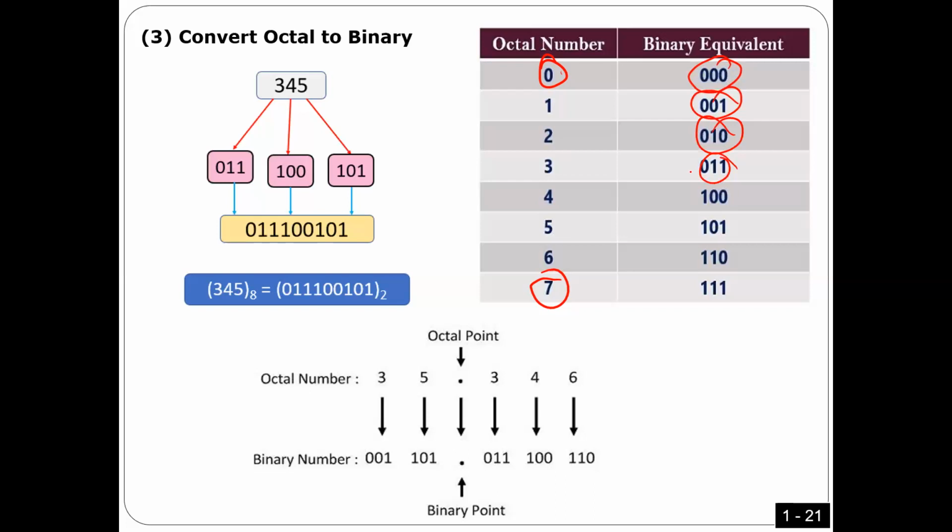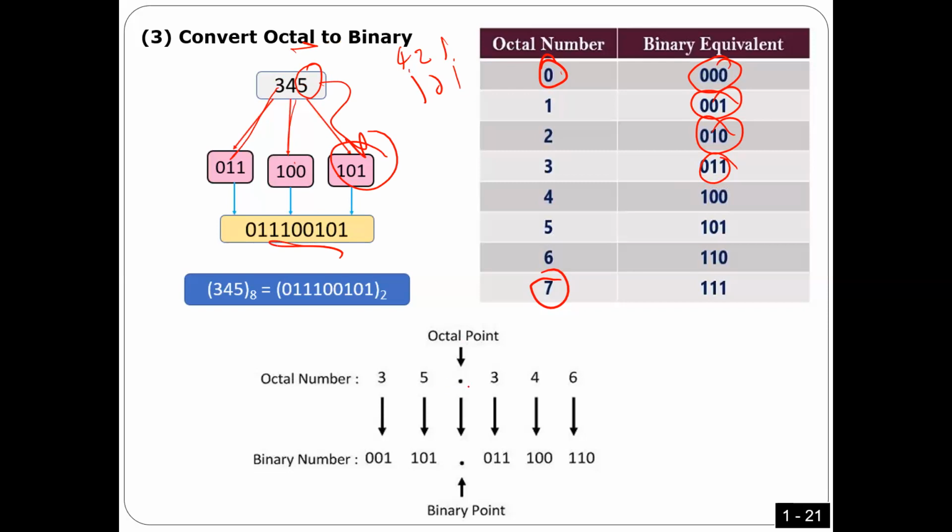Instead of making groups of 4, now you have to make groups of 3. For example, if I want octal to binary, every digit here has to be converted to a group of 3, not 4. So 5 is 101, because this is 1, 2, and 4, and 4 plus 1 is 5. This is 4, this is 3, and then put everything together, very easy.